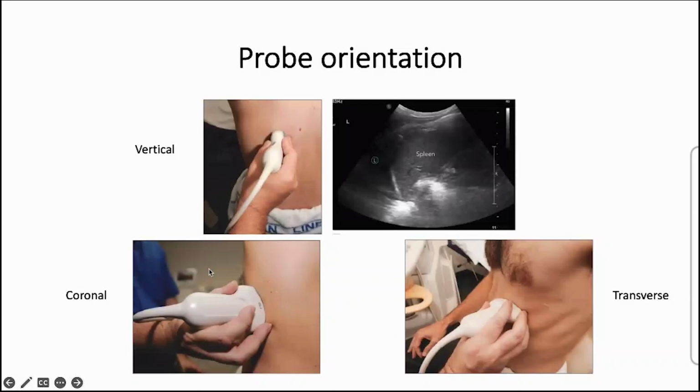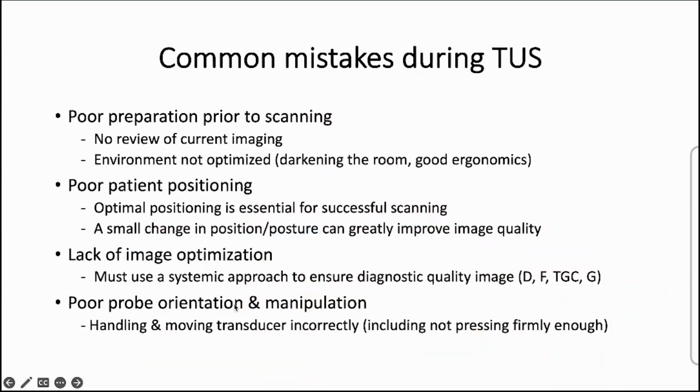This is the probe orientation. We can orient the probe. If we scan posteriorly, this is the vertical orientation in the intercostal space, oblique or transverse, and this is the coronal orientation. So I am at the later part of my presentation. There are 2 or 3 slides.